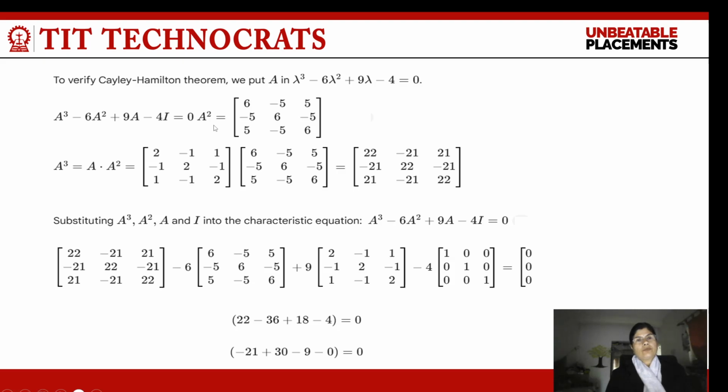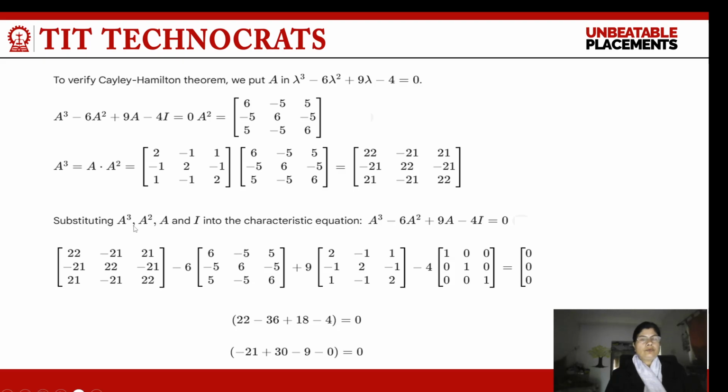Now we find A square. So A square is equal to 6 minus 5 5, minus 5 6 minus 5, 5 minus 5 6, and A cube is equal to A into A square. So this is A and this is A square. Multiplying both matrices, we get 22 minus 21 21, minus 21 22 minus 21, 21 minus 21 22.